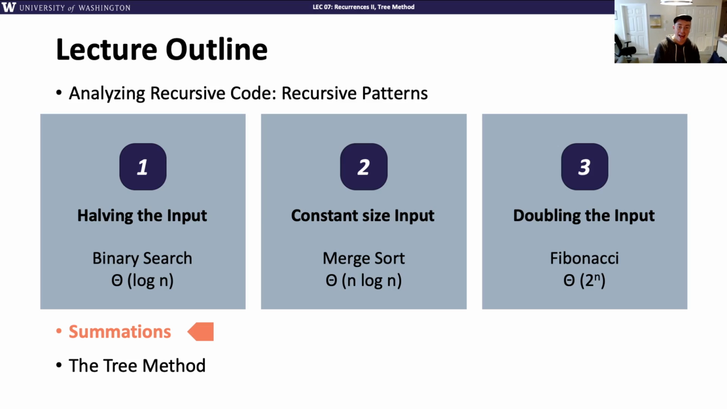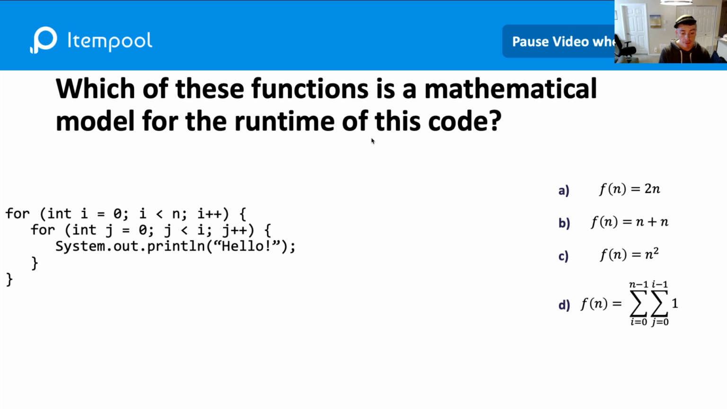Okay, so in this last video, we are going to introduce some more summation practice, talk about those sums, and also talk a bit about this more generic way of tackling problems like Fibonacci using this thing called the tree method. So I want us to start with a little warm-up problem, kind of reviewing some of the stuff we just talked about. Which of these functions is the best mathematical model for the runtime of this code?